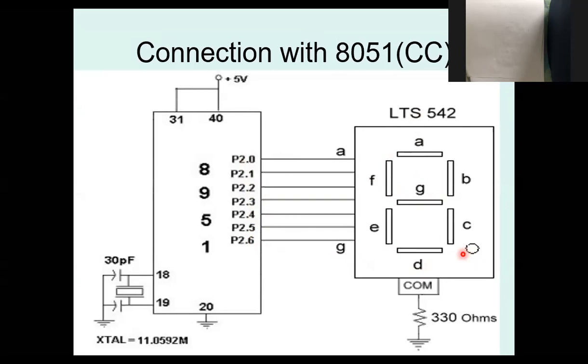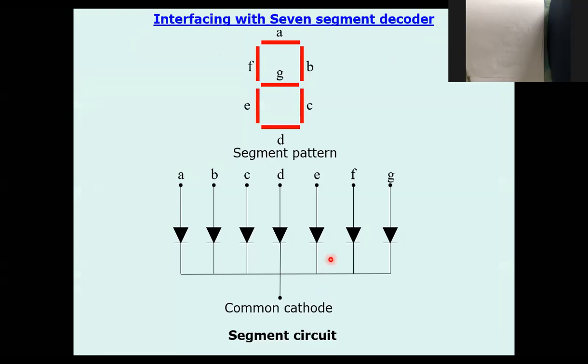What are the functions of this kind of thing? Whatever value you have given, the corresponding LED will glow. This is common cathode. If you give +5 volt over here, and it is connected with ground through a resistance, then this LED will glow. If you give ground over here and it is also ground, this LED will not glow.